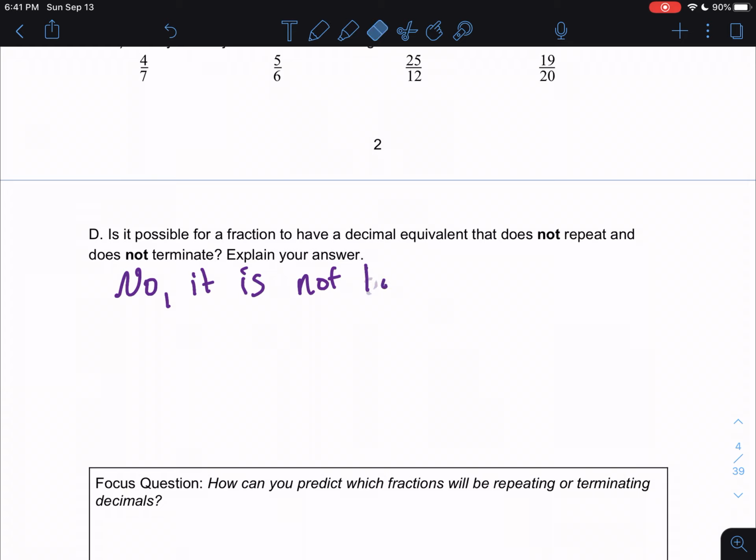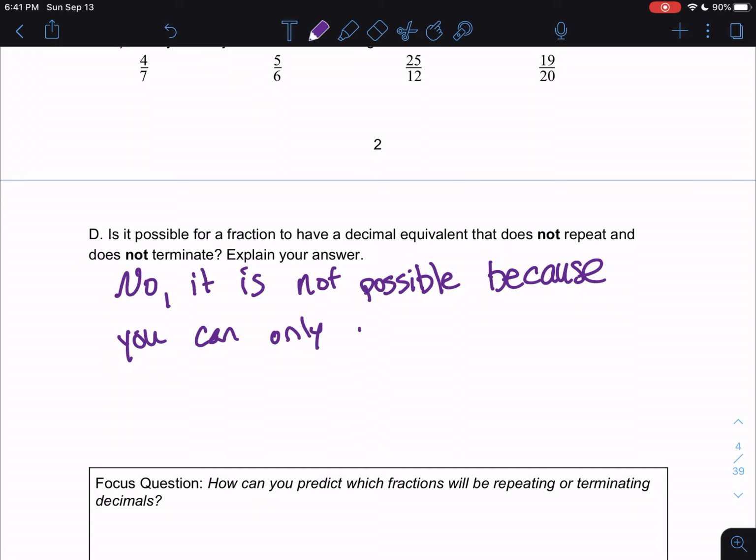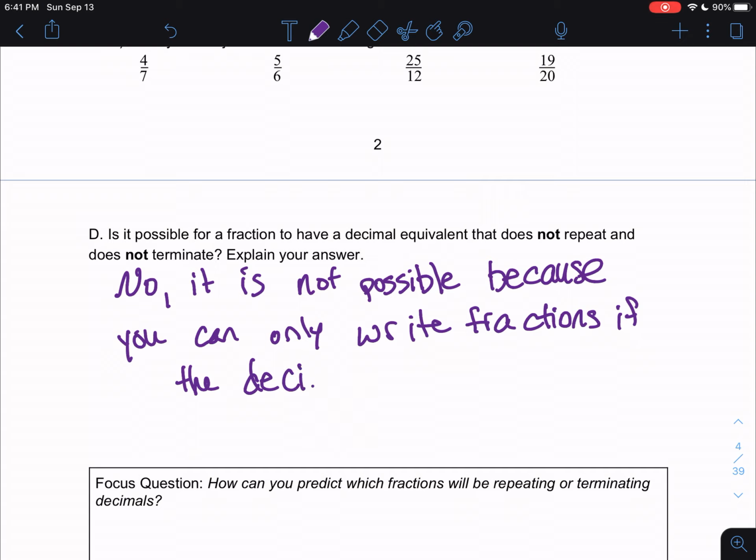Whoops, it would help if I spelled right. It is not possible because you can only write fractions if the decimals terminate or repeat.